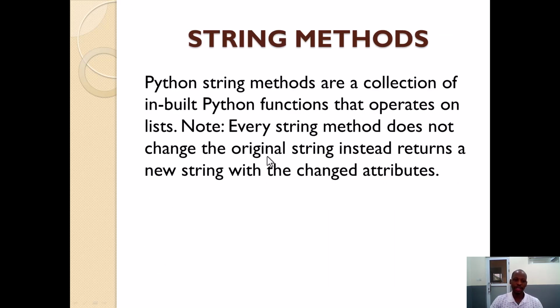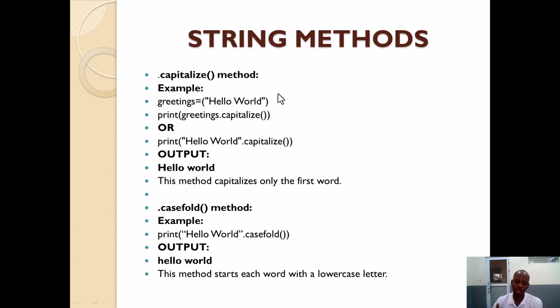Now Python string methods, we will be looking at that in the second part of this video, but that will be in another session. Now, Python string methods are a collection of inbuilt Python functions that operate on strings. Note, every string method does not change the original string, instead it returns a new string with the changed attribute. Now, these are some of the string methods in Python.